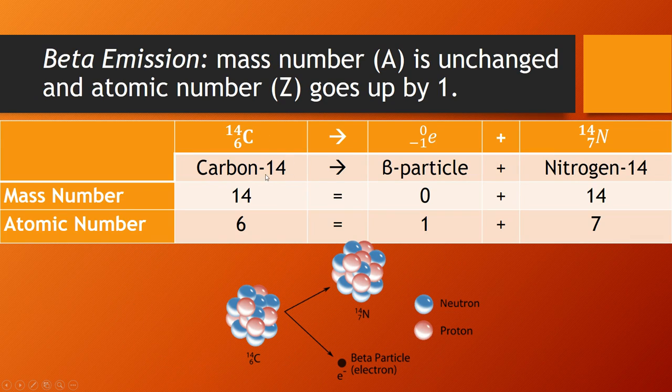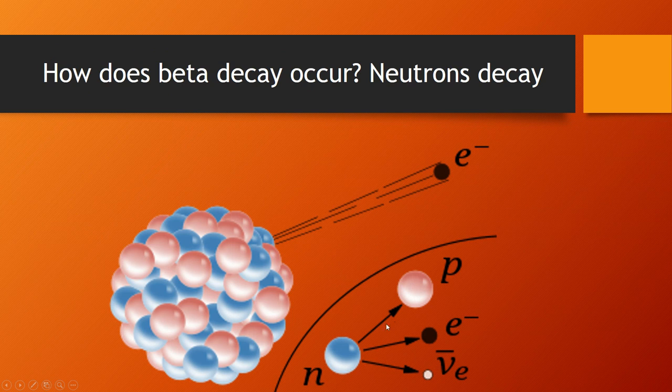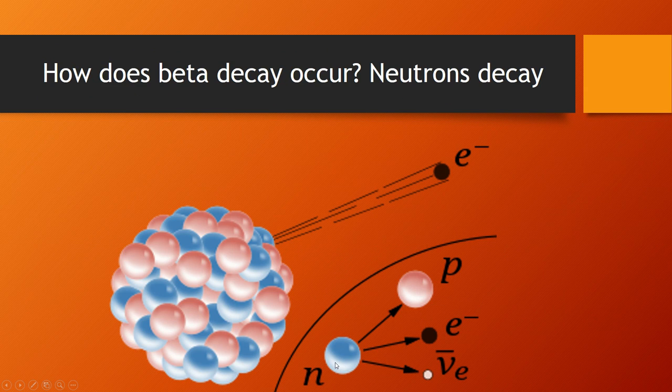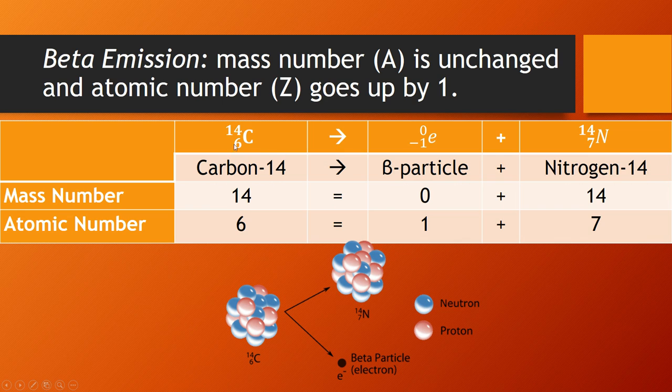So we have carbon-14 releases a beta particle, and if you notice, the mass stayed the same because, again, a neutron and proton have the same mass. So that's why mass number doesn't change. But this neutron became a proton. Therefore, what happens here is your atomic number goes up because you created a proton. So that's where it gets a little bit goofy.